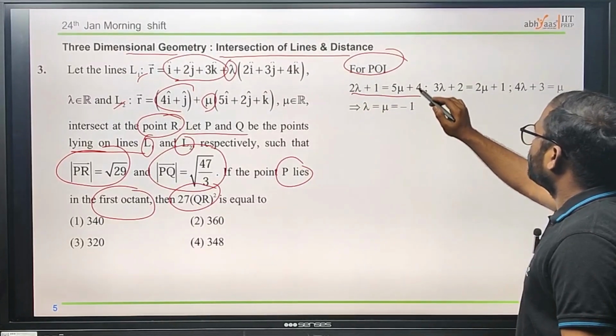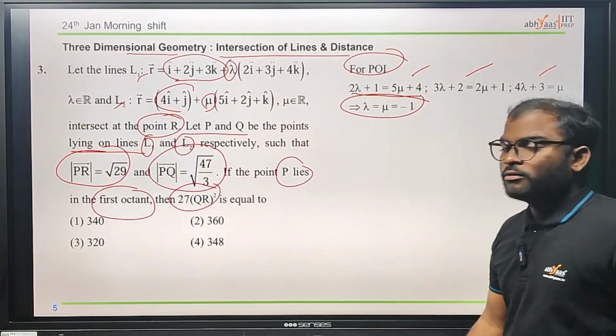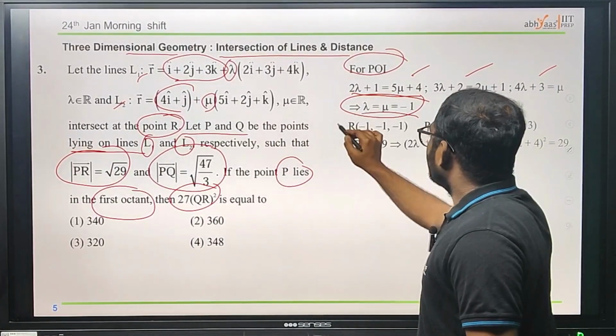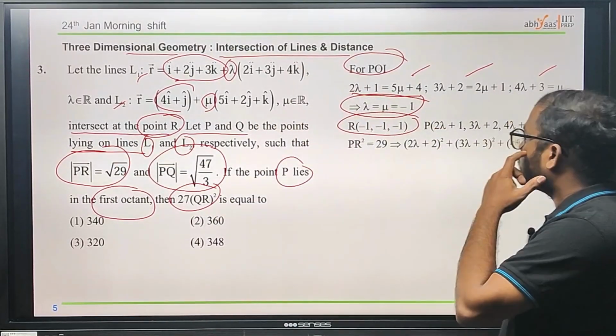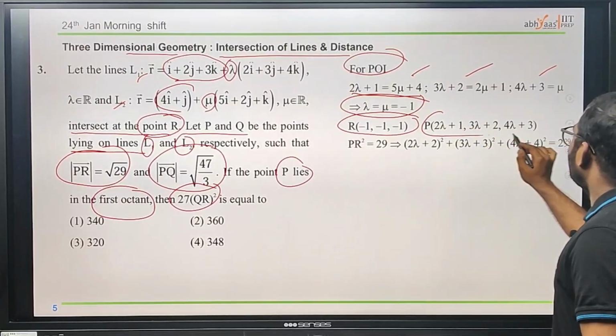Okay, we can find this first one, and this second one and third one. By using this we can get the lambda and mu value. Now after getting that we can easily check for point R. Since they are saying that they intersect at point R, checking at R we will have this one, and the point will be like this one.